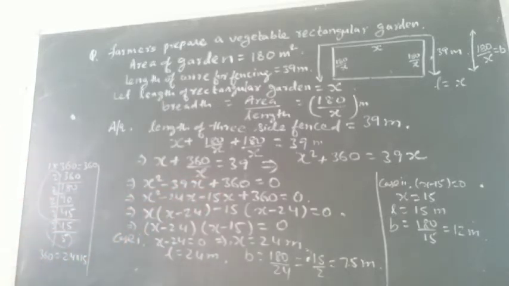Now do the prime factorization. 2 divides 360, 180. 2 divides 180, 90. 2 divides 90 and becomes 45. 3 divides 45 and becomes 15, and 3 divides 15 and becomes 5. So you just take 2, 2, 2, 3, 3, 5. Here 2 is coming 3 times, 3 is coming 2 times, 5 is coming 1 time. That is the prime factorization of 360.